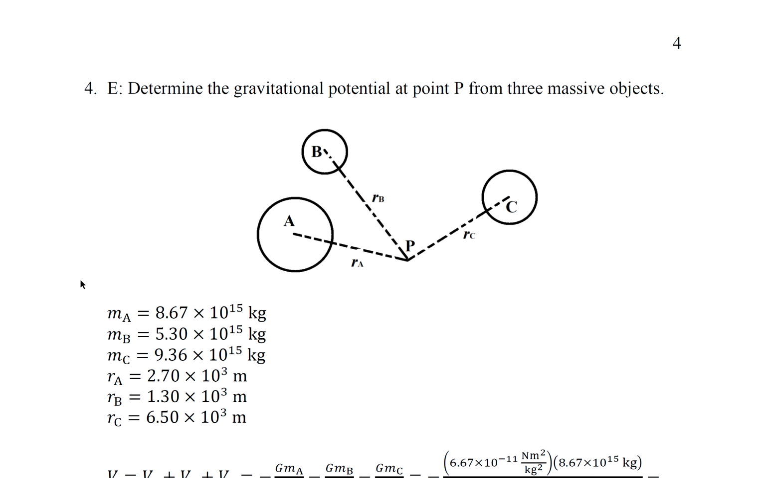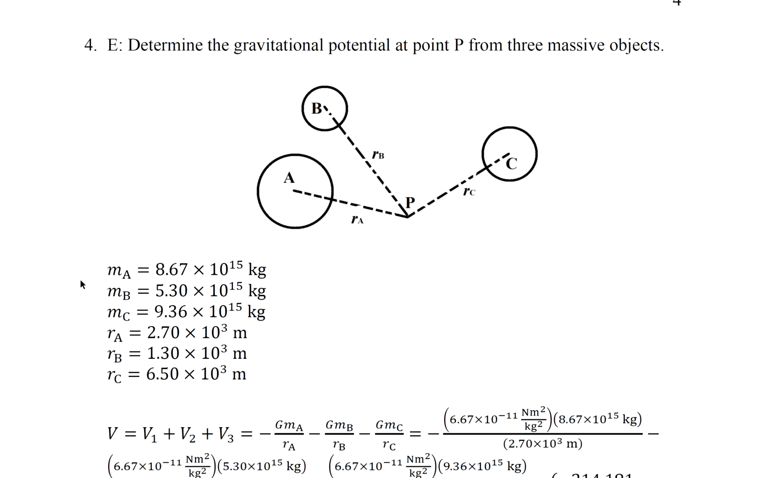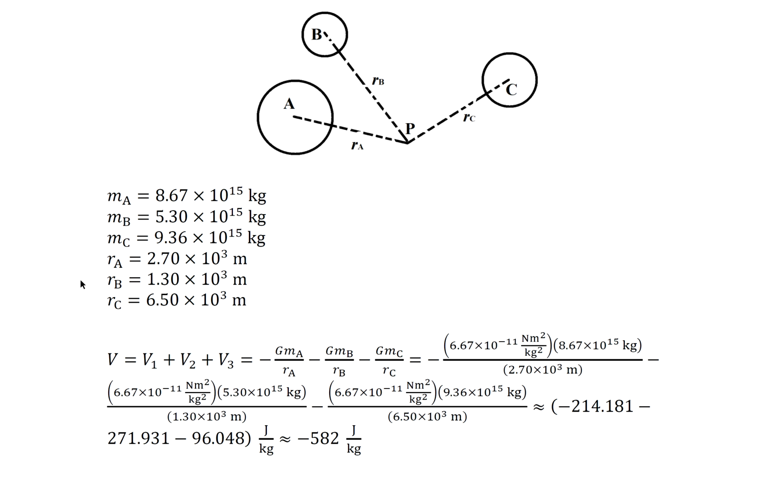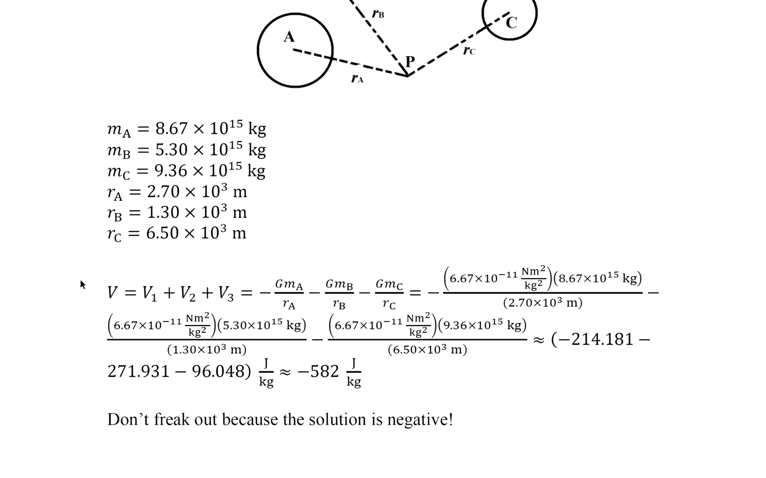Question 4. Determine the gravitational potential at point P from 3 massive objects. Massive means they have mass. So, to bring these objects in from infinity, we have this equation: V1 plus V2 plus V3. That's how much energy it takes per kilogram to move these 3 objects to those positions.